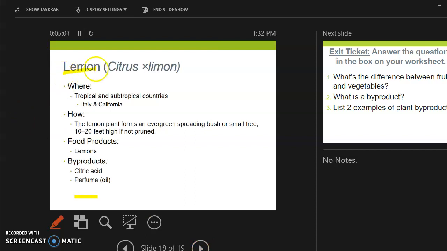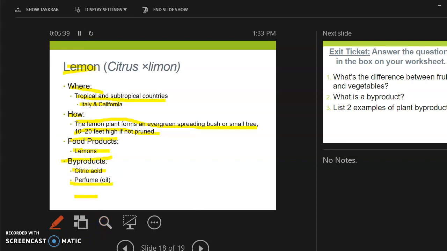And then the lemon. Where is it grown? It's grown in tropical to subtropical countries, mostly in Italy and California, so we're shipping it. The lemon plant forms an evergreen spreading bush or a small tree, 10 to 15 feet high. Most of the time people prune their lemon trees, but they don't have to. They can get up to 10 to 20 feet high if they aren't pruned. So what food products do we get? We get lemons. Some byproducts that we get are citric acid and perfume.